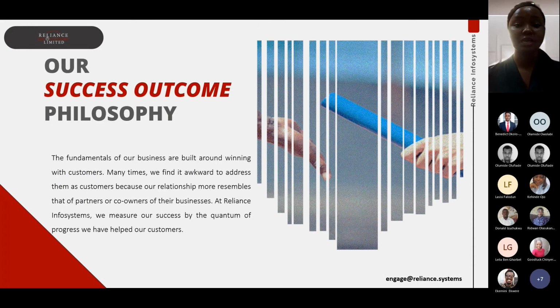Here at Reliance Infosystems, we operate by our success outcome philosophy, which explains the dynamics of our relationship with our customers. Primarily, the fundamentals of our business is built around winning with our customers. For this reason, we don't see our customers as mere clients. We rather consider our relationship with them as a partnership because we go beyond providing the best digital solutions to also provide the right guidance, assisting our customers to attain success. So we maintain a mutually beneficial relationship with all our customers.